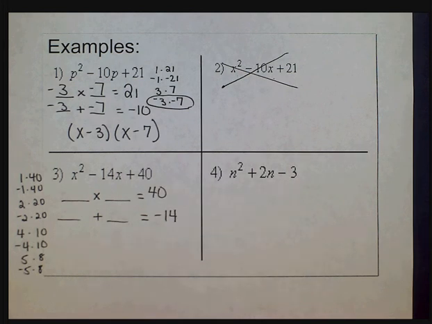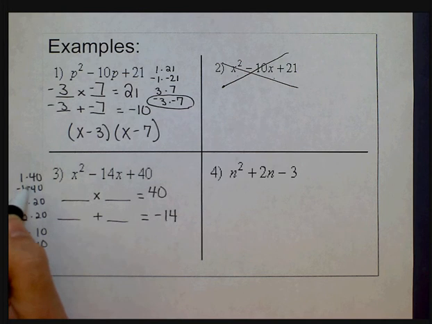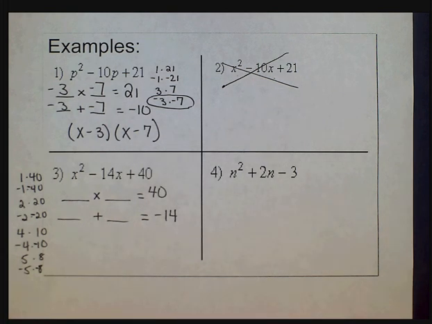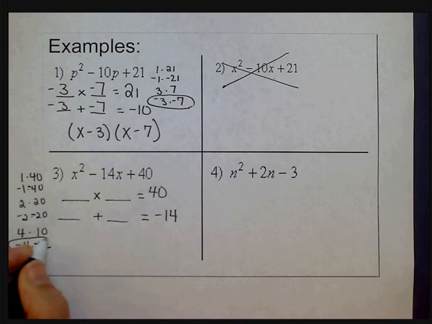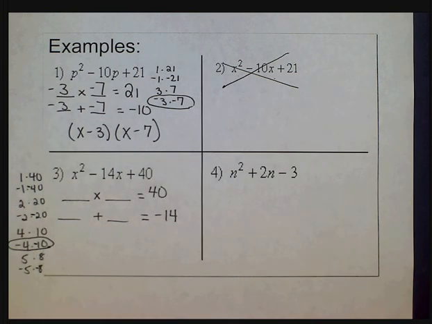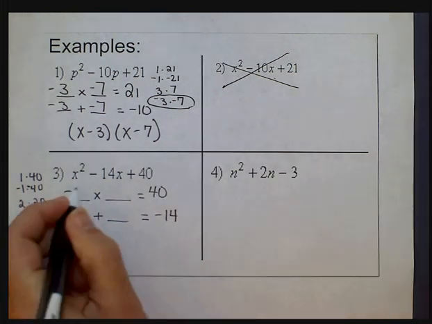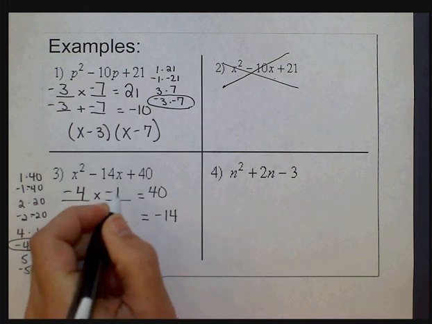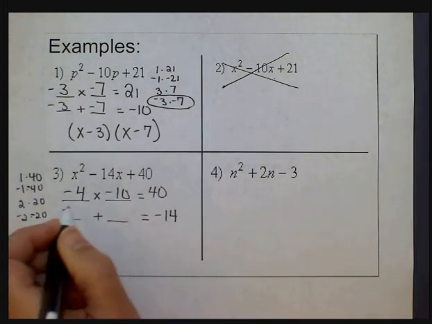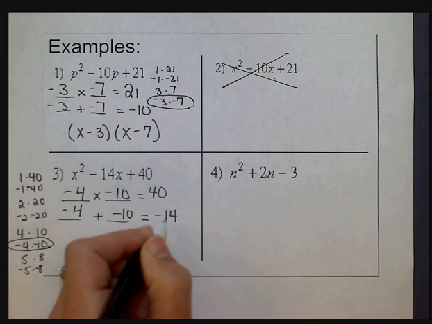Now I'm looking for the two numbers that will also add to be negative 14. Sorry, these both need to be negative. This should be negative 1 and negative 40, negative 2 and negative 20, negative 4, negative 10, negative 5, and negative 8, because I need a positive 40. All right, so when I look through, I see that negative 4 plus negative 10 will also give me a negative 14. So negative 4 times a negative 10 gives me a positive 40, and negative 4 plus a negative 10 gives me a negative 14.